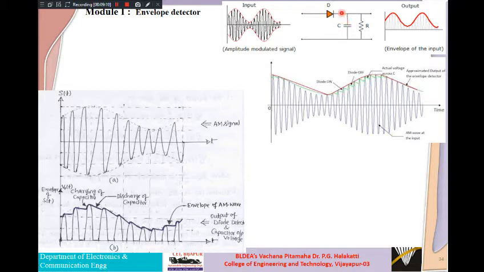Because of this high voltage at the cathode and low voltage at the anode, the diode is reverse biased and opened, and that is sufficient for your capacitor to start discharging through the load. Here you can see. Okay, and discharging of the capacitor will start from the positive peak itself.